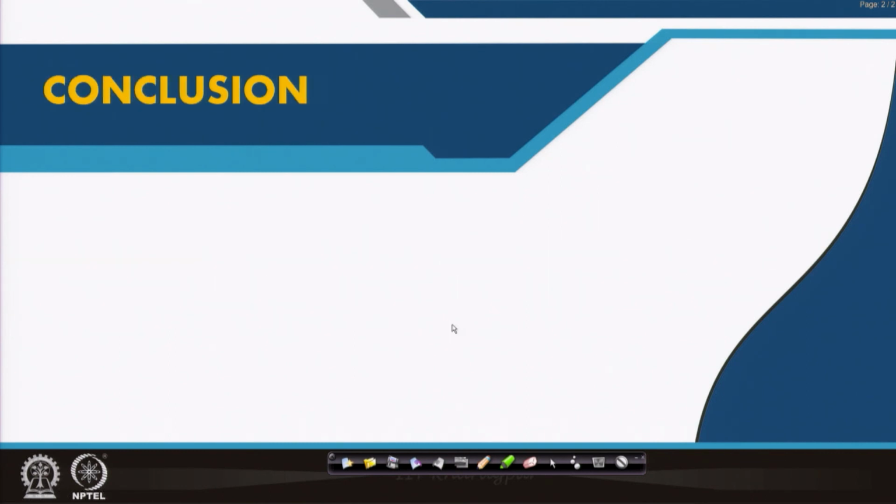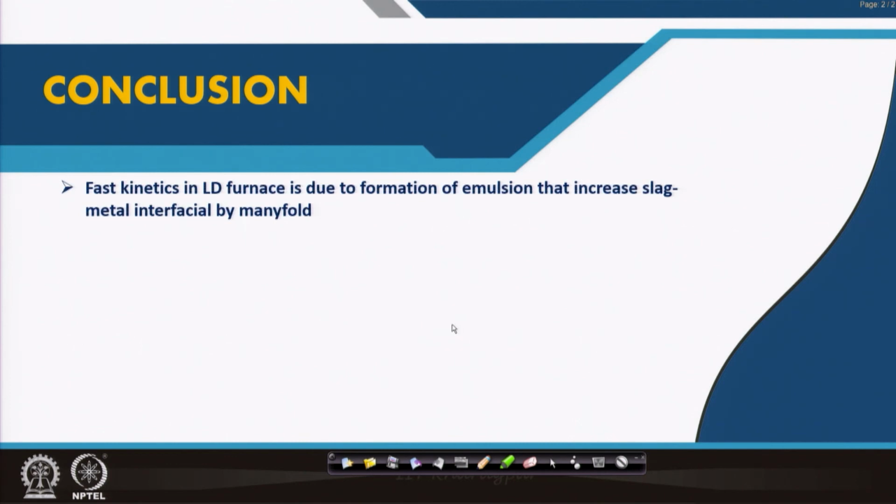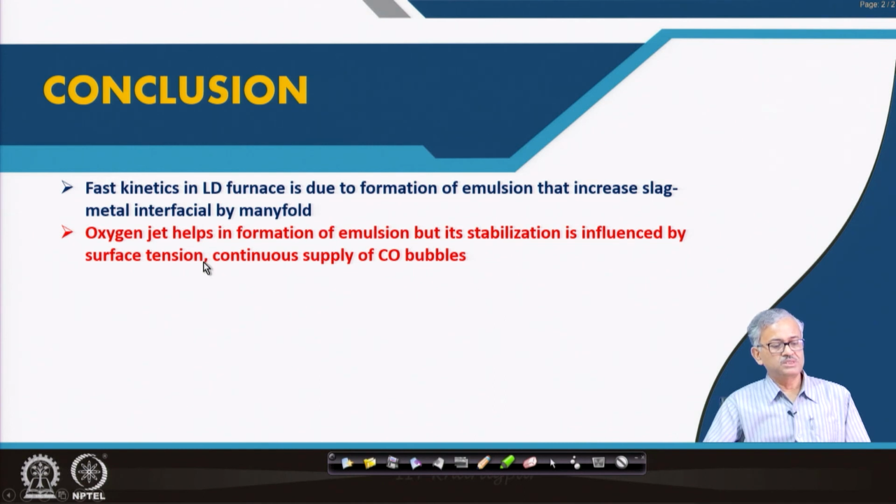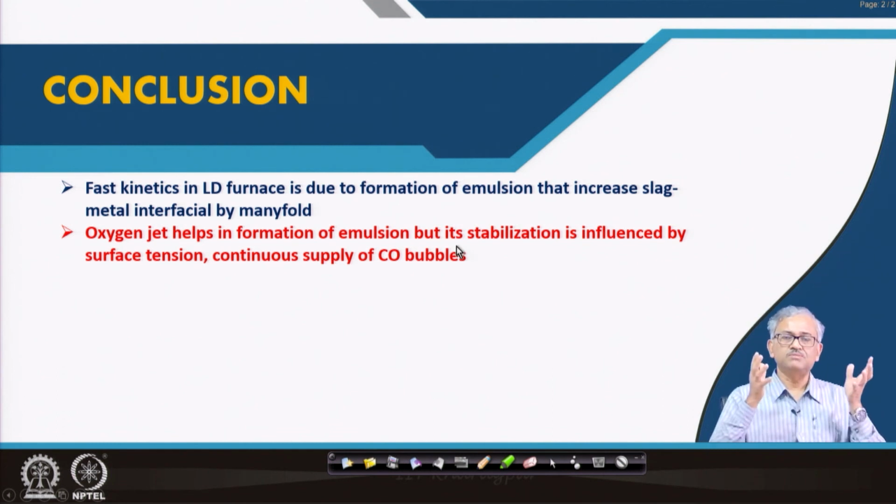So, in conclusion, we can say the fast kinetics in the LD furnace is due to formation of emulsion that increases the slag metal interfacial area by manifold. The oxygen jet helps in formation of the emulsion, and the stabilization is influenced by the surface tension and continuous supply of CO gas bubbles. That is very important. So, the oxygen jet creates the emulsion, basically it tears up the metal droplets and throws them into the slag. But for stabilizing the emulsion, the most important thing is the surface tension at different interfaces: slag metal interface, metal gas interface, slag gas interface, which we have discussed.